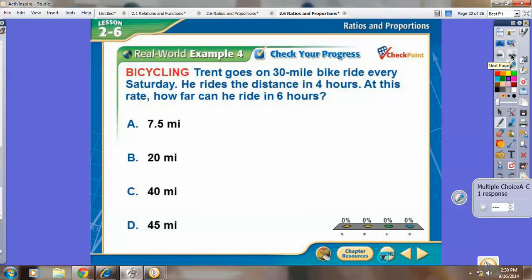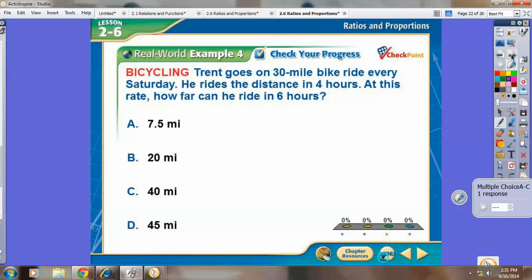It's a multiple choice, we're going to do it together. Trent goes on a 30-mile bike ride every Saturday. He must have a lot of time on his hands. He rides the distance in 4 hours. At this rate, how far can he ride in 6 hours? So Trent's going on this trip every Saturday. We know that Trent can ride 30 miles in how much time? In 4 hours.